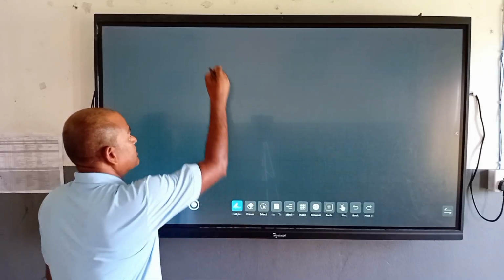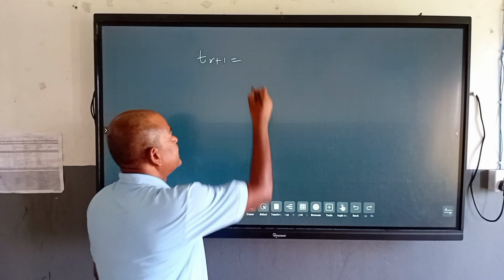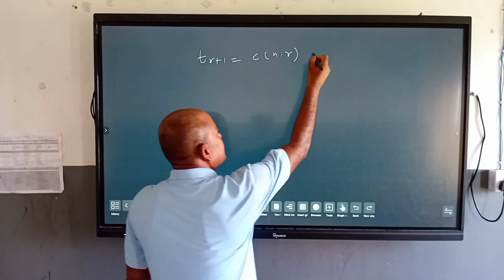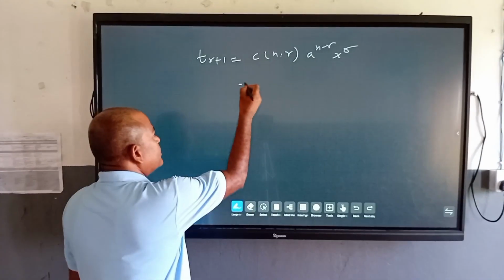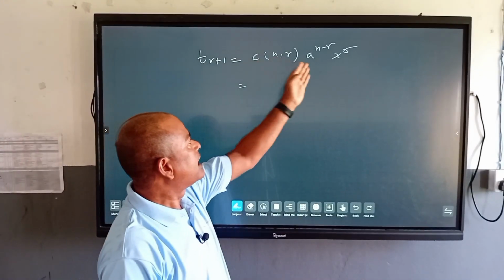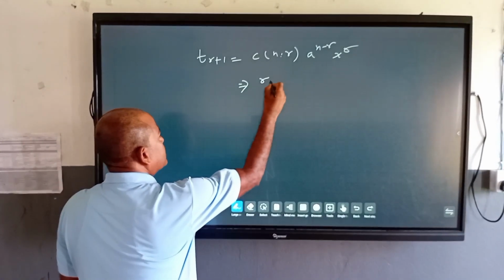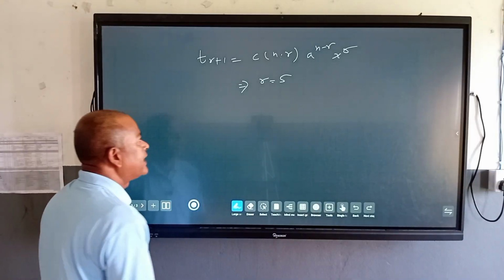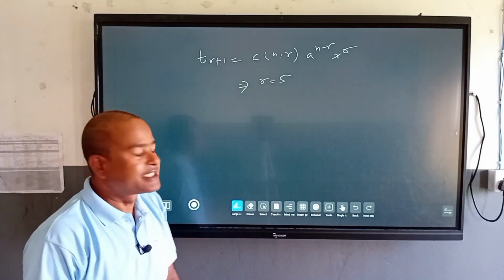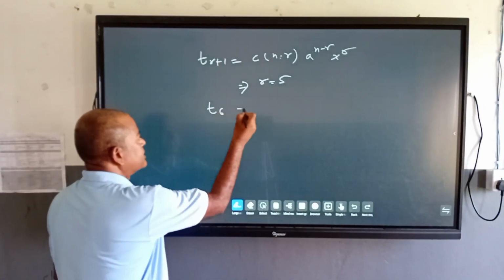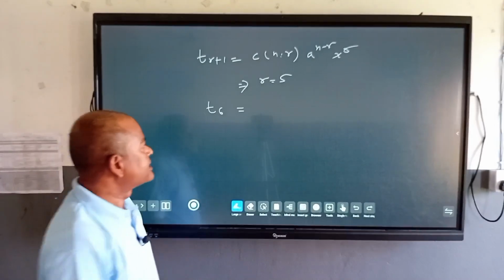So let's use the formula of the general term. T(r+1) is equal to nCr a to the power n minus r x to the power r. So now we are going to put the value of n, r, a and x. Dear students, let's put the value of r equals 5 because we have to find the 6th term. If we put r value 5, then 5 plus 1 will be 6. So this will give us the 6th term, t6, and nCr.